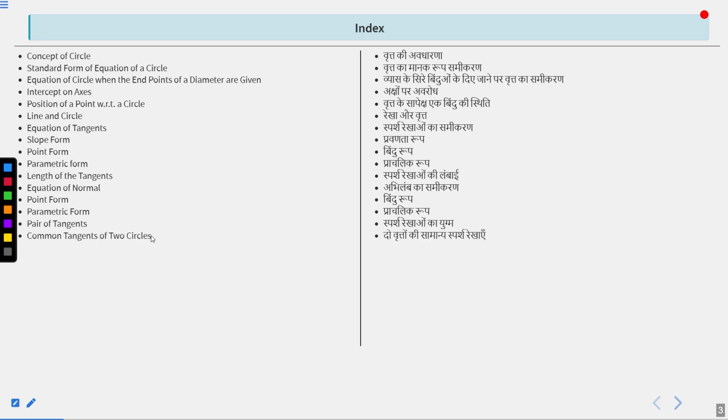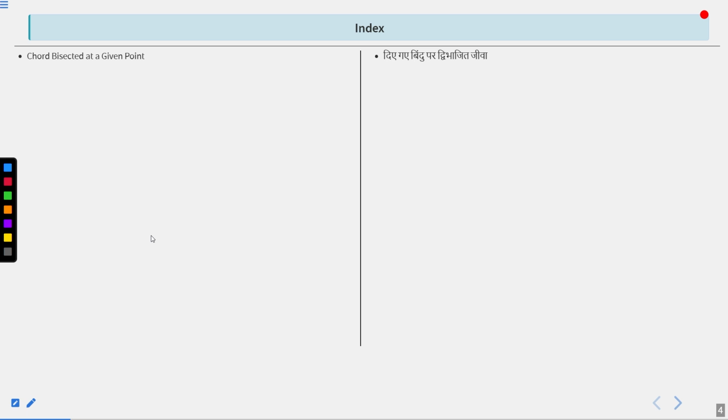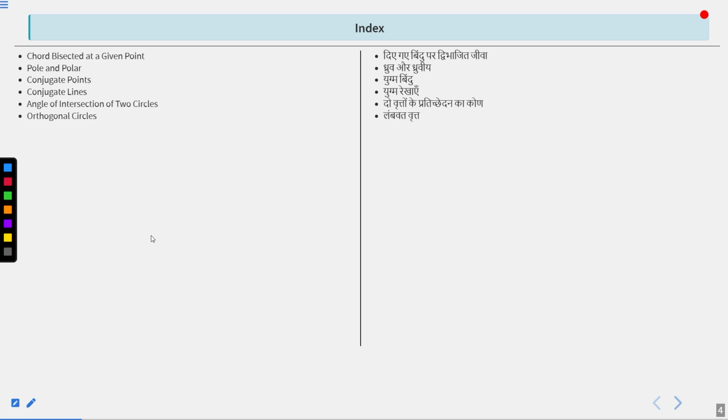After that, we will see the common tangents of the two circles. What should be the conditions and how many common tangents we can draw to a circle. After that, we will move to the director circle. We will see the chord of contact. Next, we will see the chord bisected at a given point, pole and the polar. After that, we will see the conjugate points, conjugate lines, angle of intersection of two circles. What are orthogonal circles? We will see the family of circles. We will see what is the radical axis. And after that, we will see what are the coaxial system of circles. Okay, so let us start.